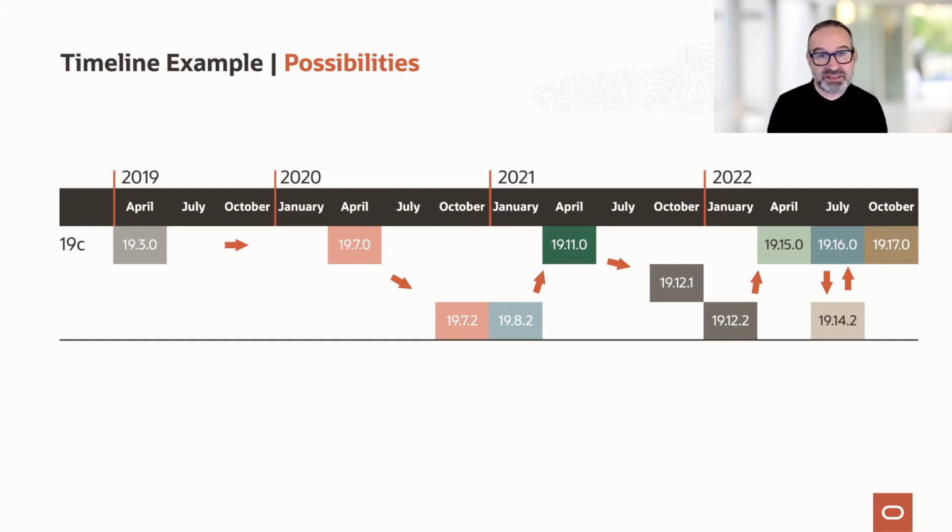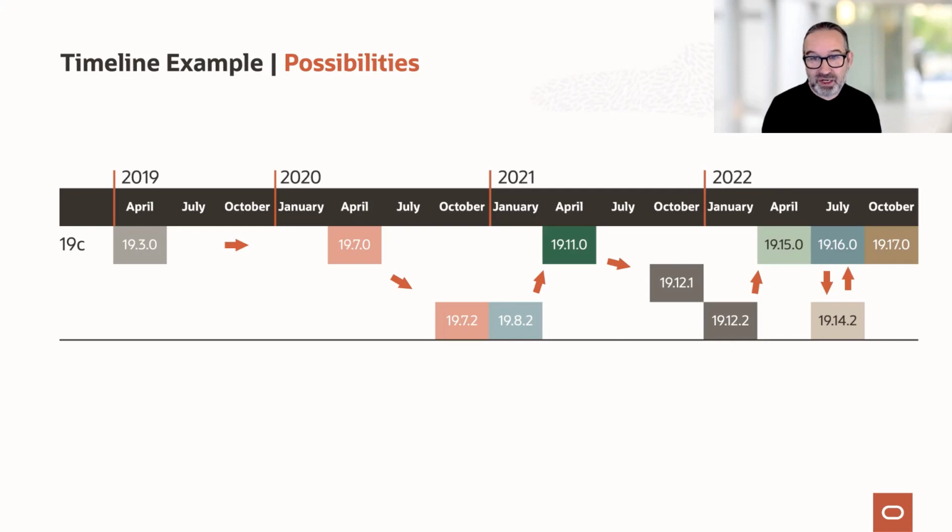Then a while later you decided, oh, I'm interested only in a revision. So you went to 19.7.2. That is possible. Then you went to another revision, 19.8.2 in January 2021. And then you go back to the release update track to 19.11. That's also possible. So very different from the old patterns where it was really hard to go from a PSU to a bundle patch or the other way back. It only worked with a complete deinstall. This is much easier handled here.